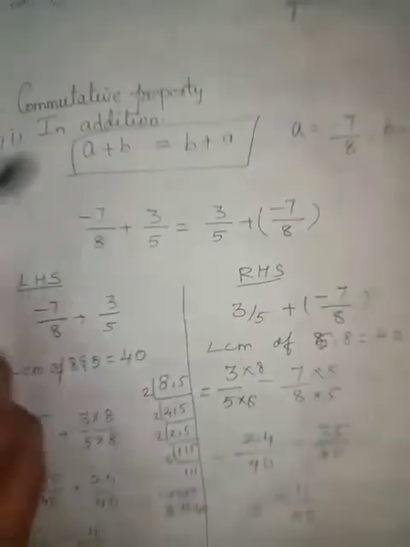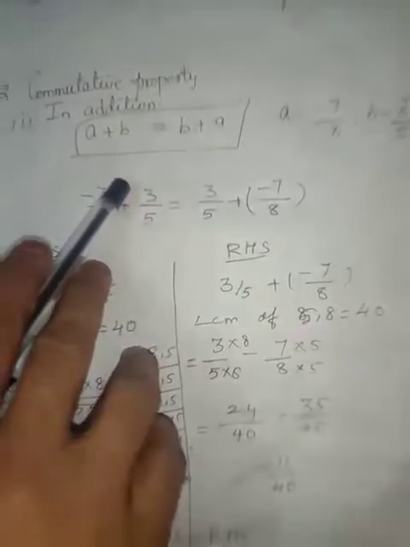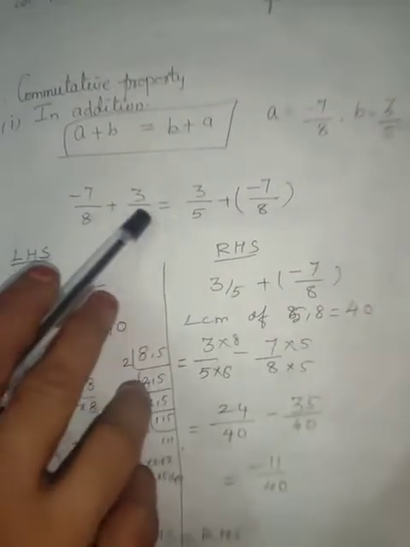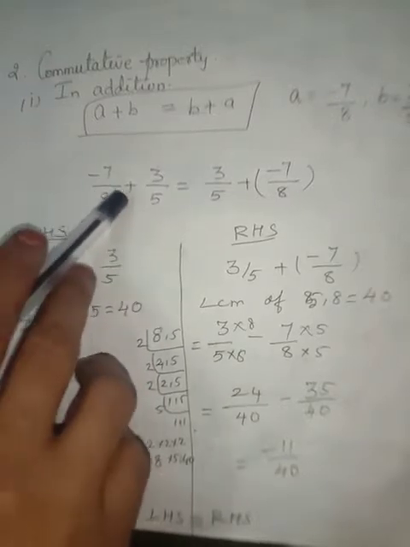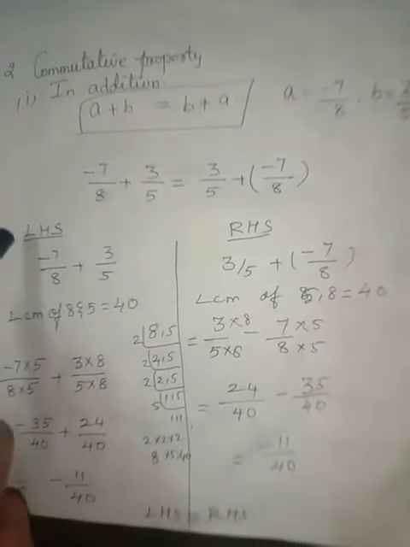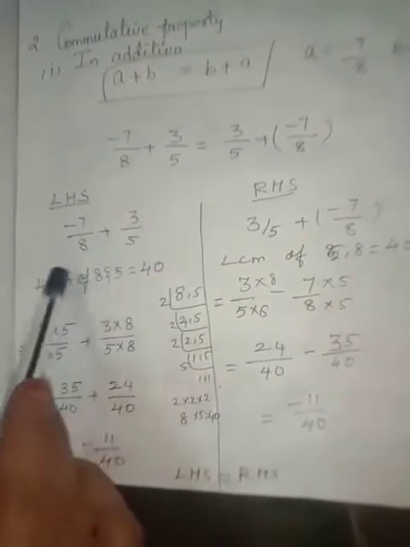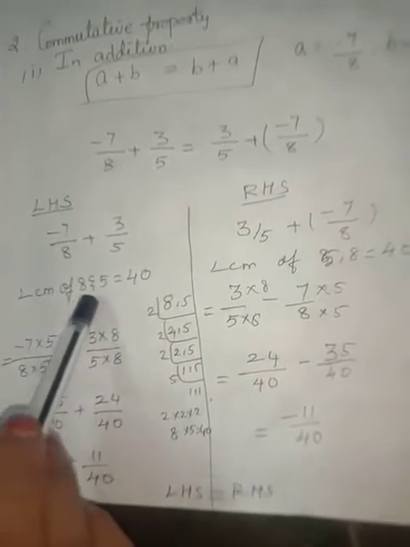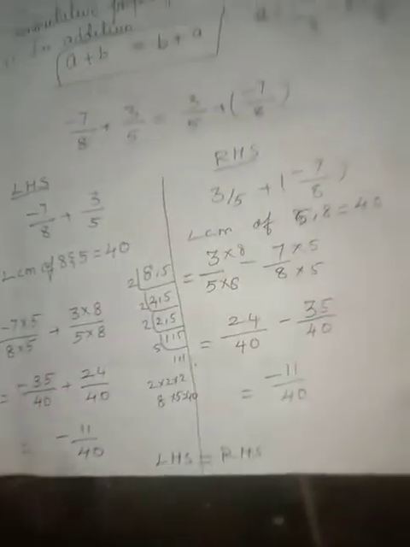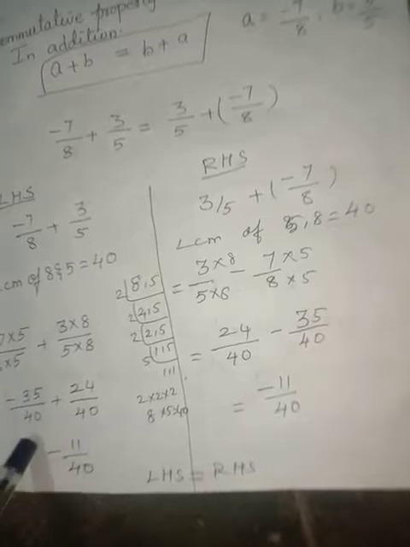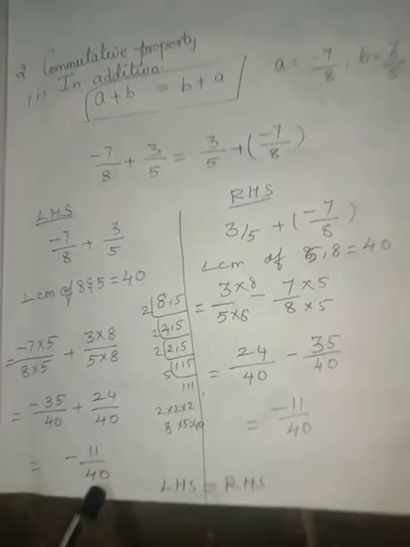The next property is commutative property. What is commutative property? The sum of any two rational numbers in one order or the other order, the result should be the same. So I place minus 7 by 8 plus 3 by 5 instead of a and b. Taking the left hand side, minus 7 by 8 plus 3 by 5. Here denominators are unlike. So we take the LCM of 8 and 5. We get 40. Using the LCM and making like denominators, that is minus 35 by 40 plus 24 by 40. We get minus 11 by 40.